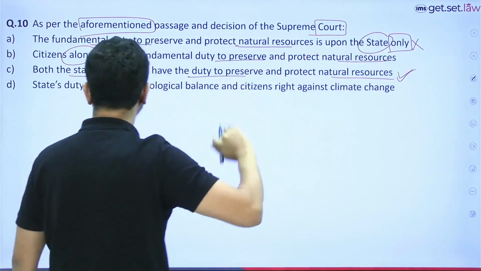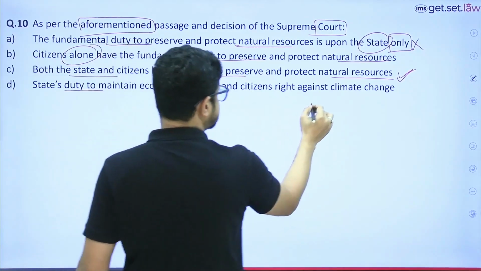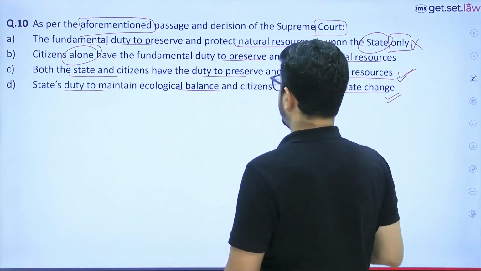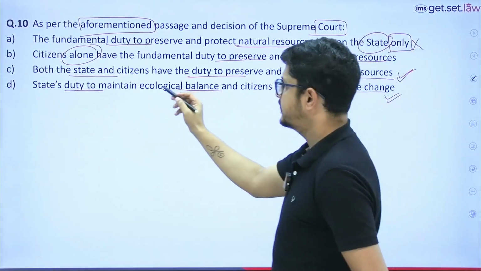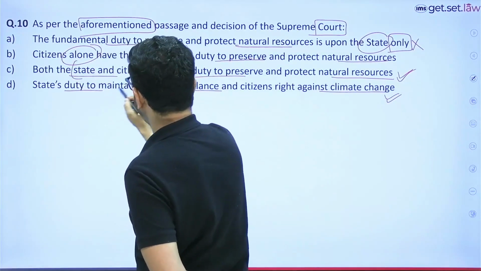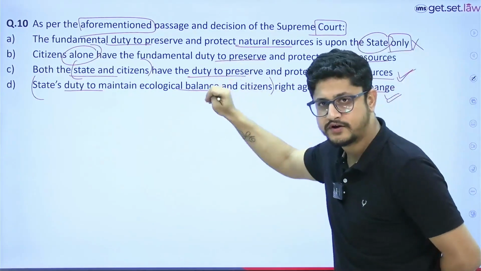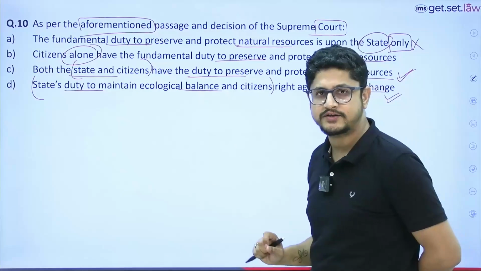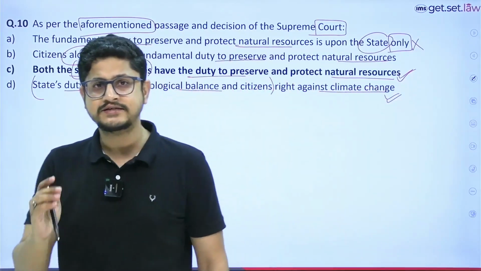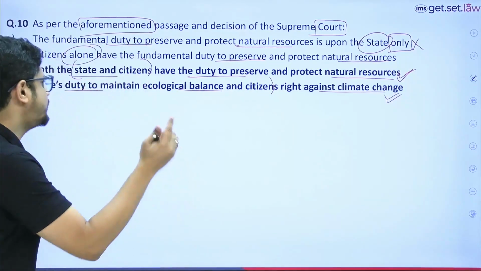That is true. State's duty to maintain ecological balance and citizens' right against climate change. Now, after seeing both these options, don't you see that यहाँ पे state and citizen included है, यहाँ पे भी state and citizens की बात की गई है. That means both have the duty. इधर बोल रहे हैं against climate change, इधर बोल रहे हैं preserve and protect natural resources. That means क्या C ही आंसर है, और that means क्या D भी आंसर है? That was a debatable thing.